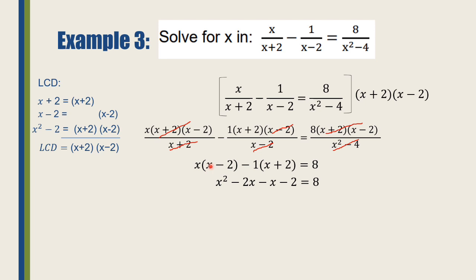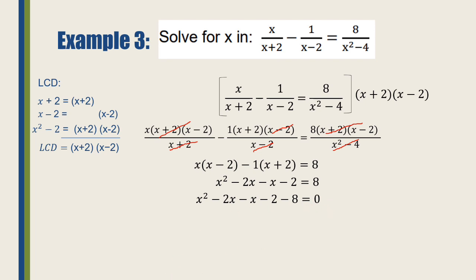X times x, so we get x squared, x times negative 2, we have here negative 2x. Then negative 1 times x, we have negative x. Negative 1 times 2 here is negative 2, equal to 8. Then combine like terms. So 8 here is transposed to the left side. Positive 8 becomes negative 8, equal to 0.